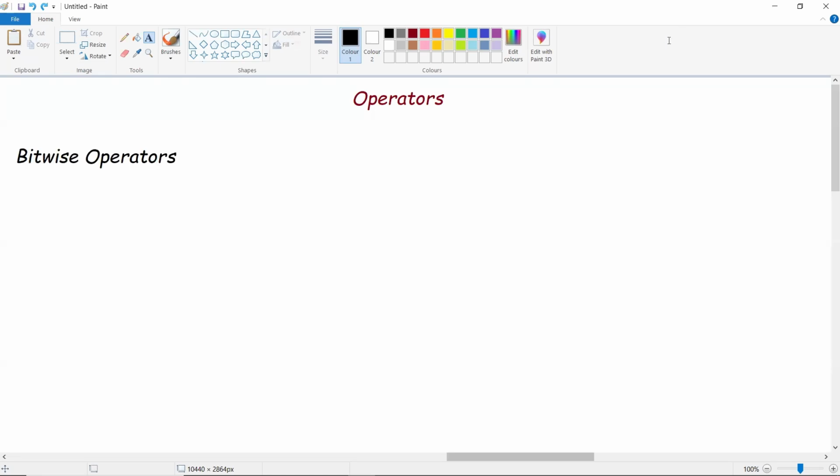So let's dive in. These are the six bitwise operators: bitwise AND, bitwise OR, bitwise XOR, bitwise left shift, bitwise right shift, as well as bitwise negation. Let's see them one by one. Normally when I say bitwise, binary comes into the picture, and when I say binary, zeros and ones come into the picture. Let's take a random decimal number 13 and convert it into binary.